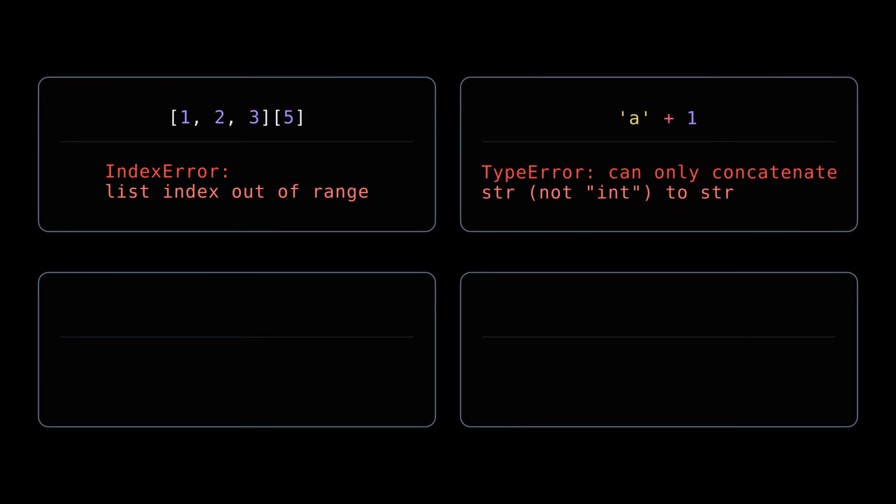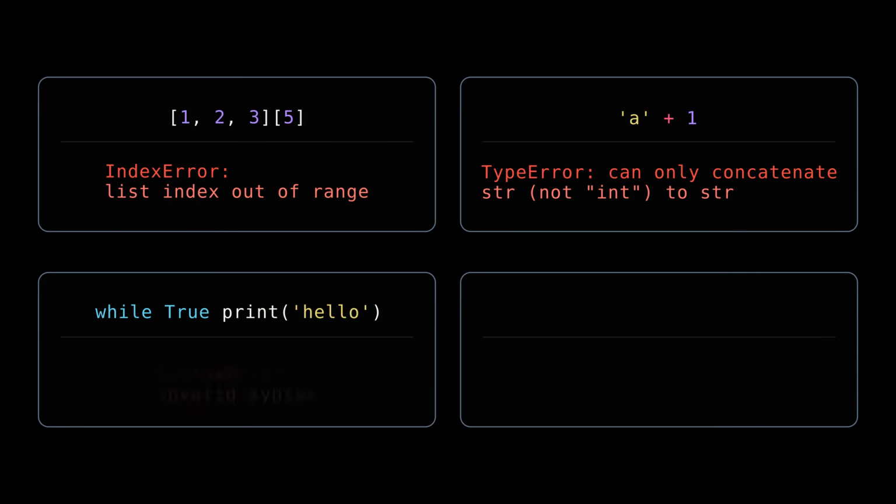Several kinds of exceptions have already come up. Ask a list for an element it does not have, say, asking a 3-element list for the element at index 5, and Python raises an index error, list index out of range. Combine types in a way Python refuses, like adding a string and an integer, and it raises a type error, complaining that it can only concatenate a string, not an integer, to a string.